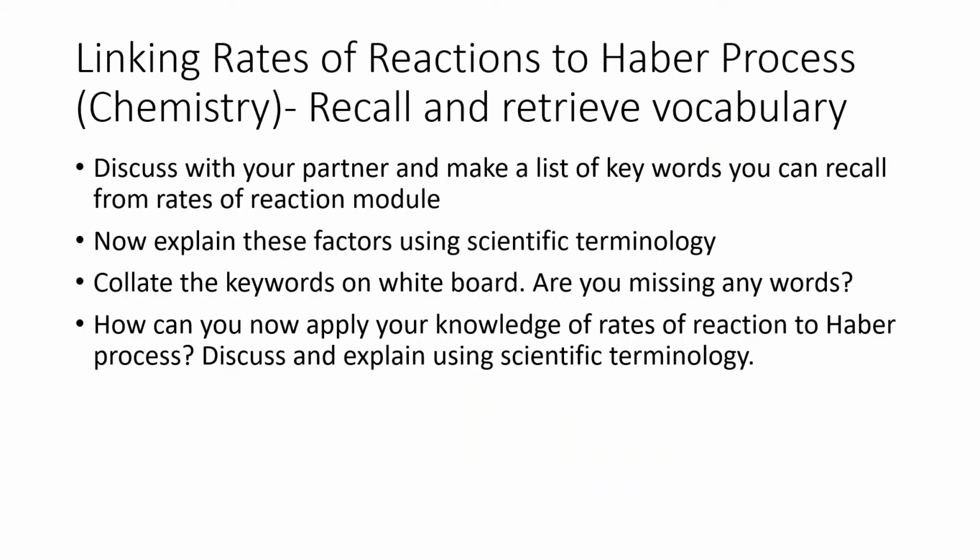This is a recall and retrieve vocabulary exercise where students will recap and recall knowledge. What they're doing here is an example for chemistry. They are writing down and discussing with their partner all the rates of reaction modules that affect the rate of reaction. So they list all the factors. They will then go and extend how these factors will affect the rate of reaction using scientific terminology. And here you really want them to be more specific using tier 3 language.